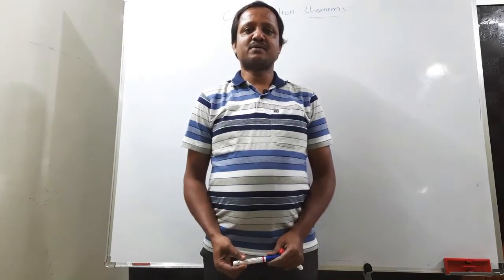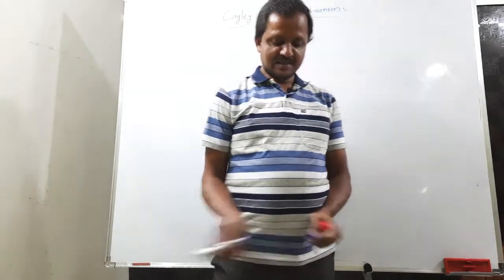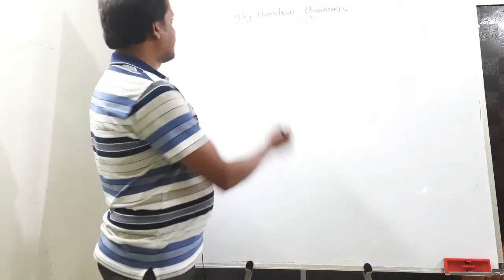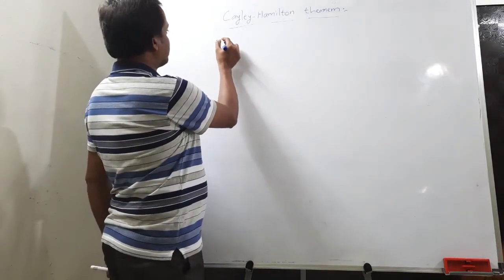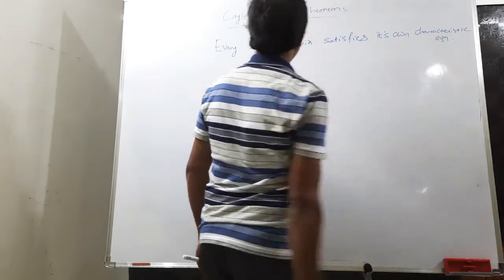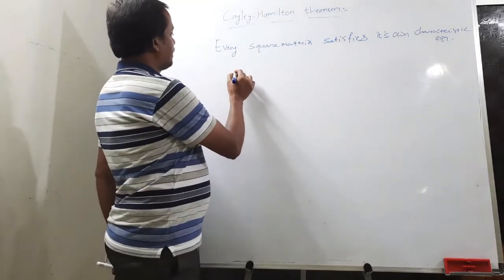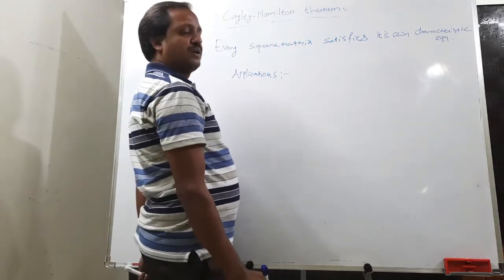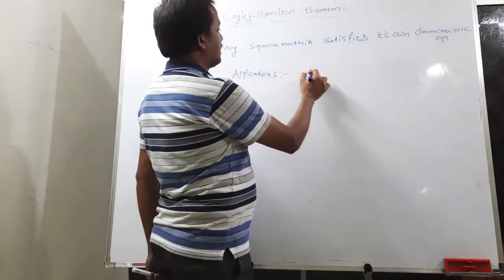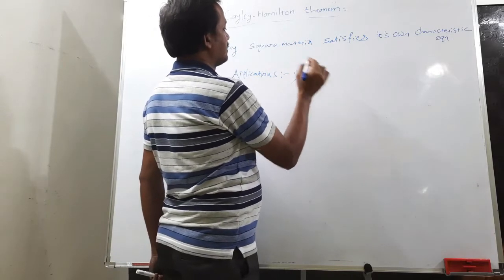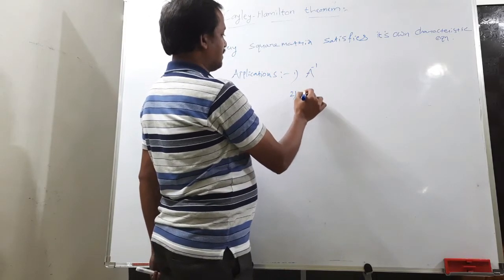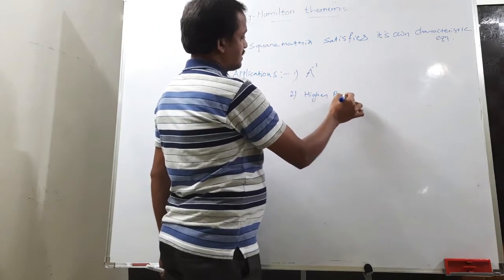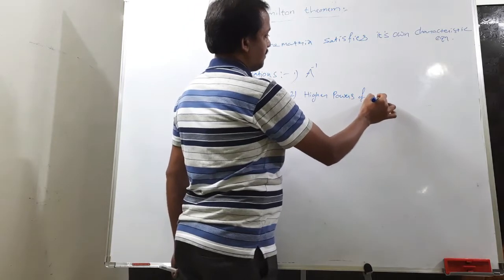Today I am going to explain about Cayley-Hamilton theorem. It is a very important theorem. The Cayley-Hamilton theorem says every square matrix satisfies its own characteristic equation. Okay, so applications are here. There are two applications. Using Cayley-Hamilton theorem, you can find the inverse of a matrix in an easy way, A inverse. Another thing is higher powers of matrix A.